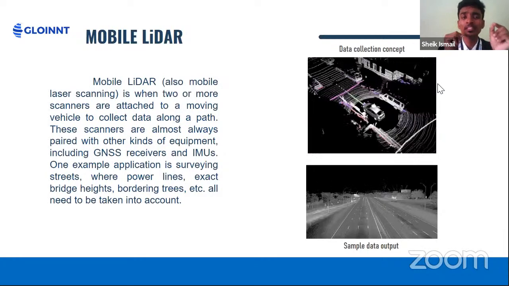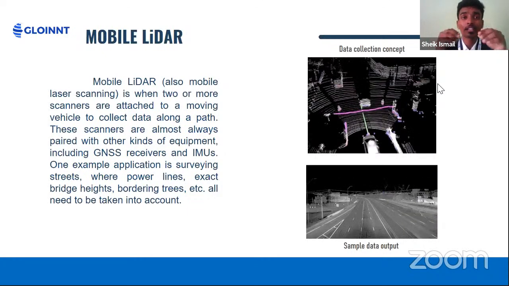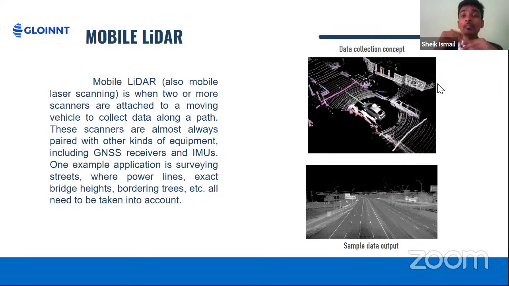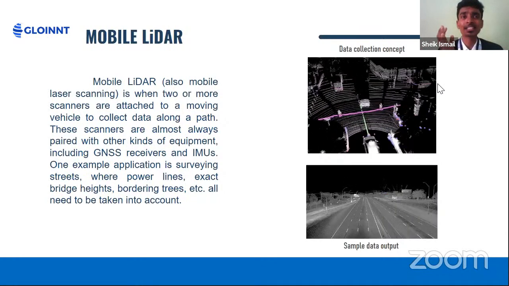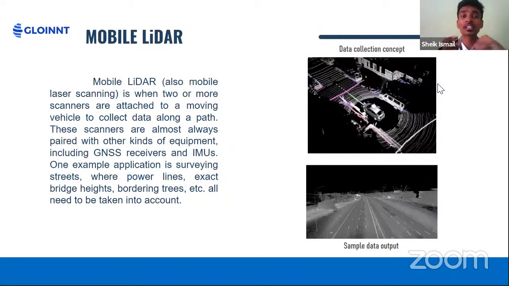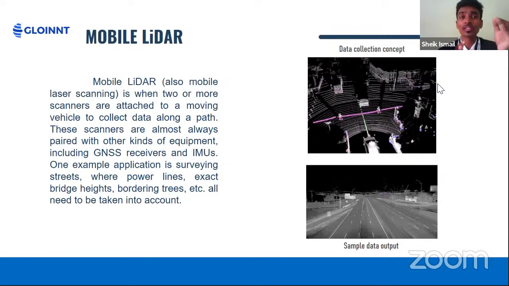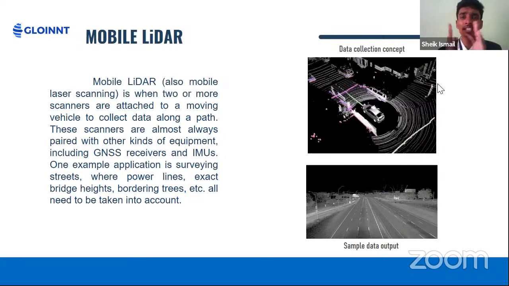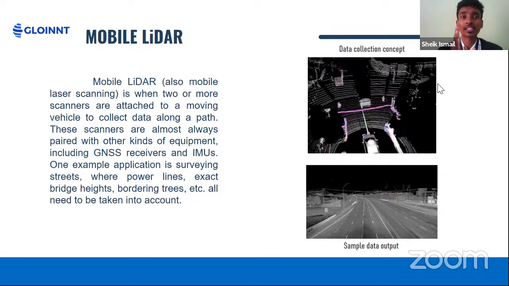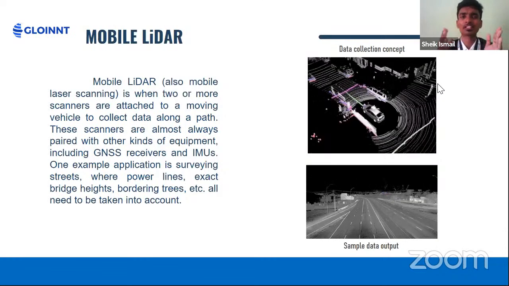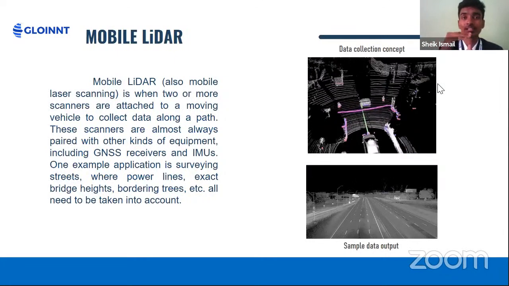One example application is surveying streets where power lines and EV poles, bridges, trees, medians of the roads, embankments of the roads, building heights and elevation of the buildings, street lights, any cars, post boxes, all those things. If you start capturing your street with the help of mobile lidar, it will capture power lines, bridges, anything.